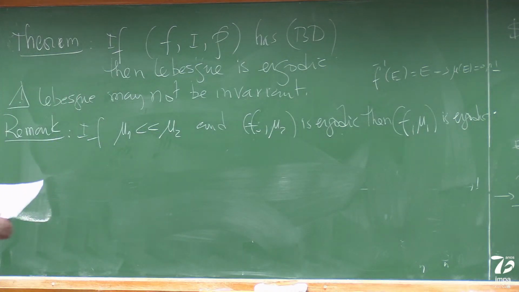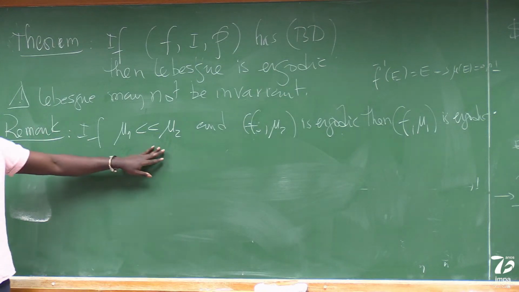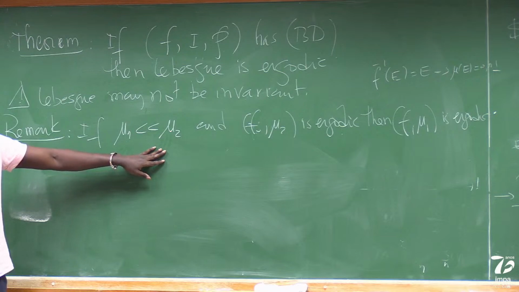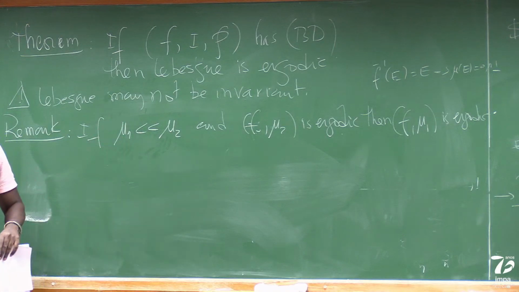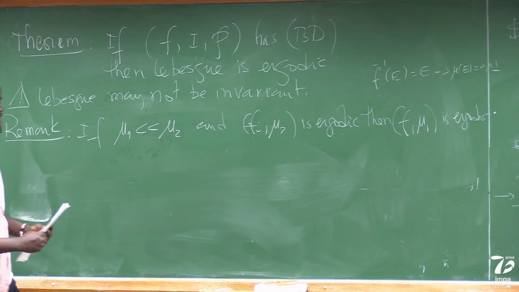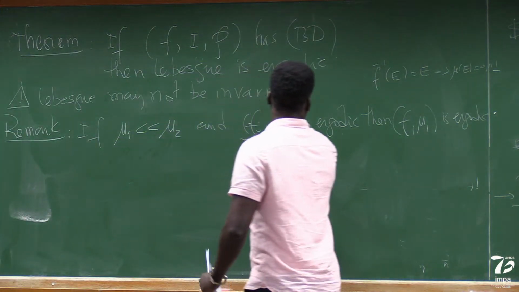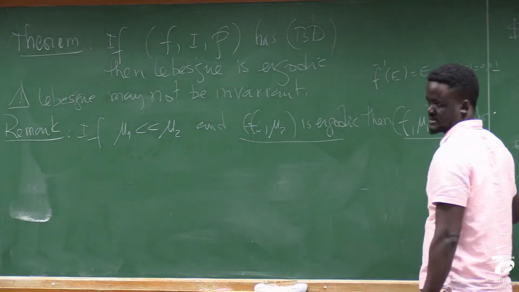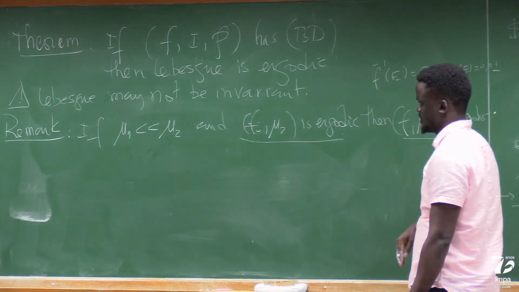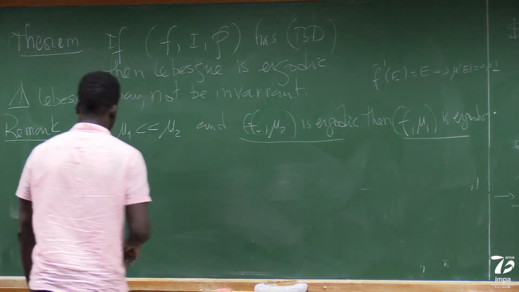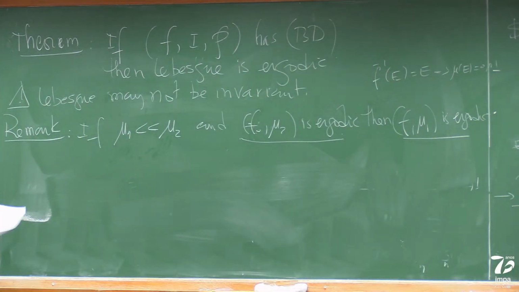So let's prove this. Is this clear? Absolutely continuous means that μ2 of a set being 0 implies μ1 of it is 0. Or the remark itself, is it clear that if μ2 is ergodic, then μ1 is ergodic? Yeah, I think so. Okay, let's prove this theorem here.